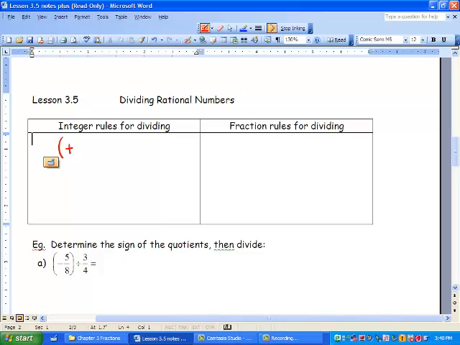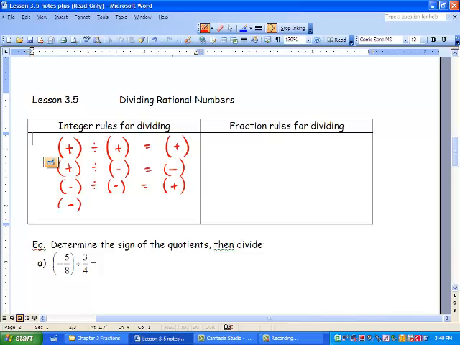So a positive divided by a positive is a positive. And if we go a positive divided by a negative, we get a negative. If we have a negative divided by a negative, well, we get a positive. And finally, if a negative is divided by a positive, we get a negative. All right, so those are our integer rules for dividing. Now we're going to talk about some fraction rules for dividing.